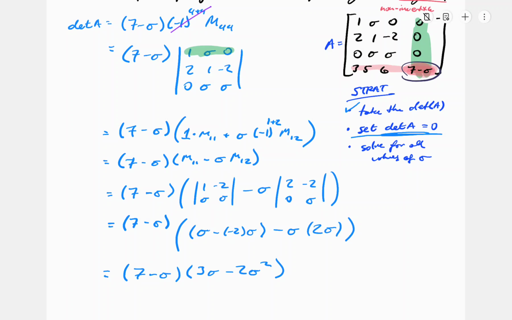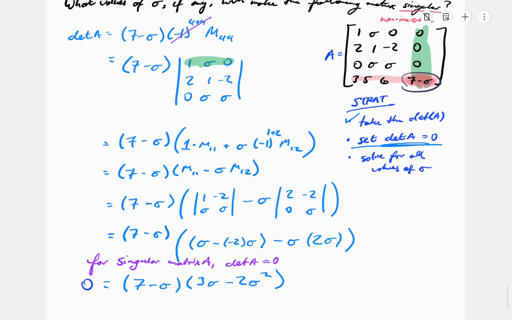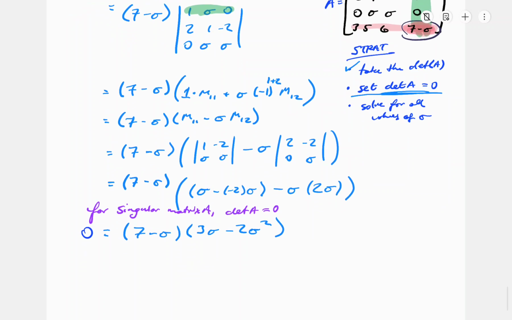the values of k, or the values of our variable sigma, that will satisfy the requirement of having a singular matrix. So for singular matrix A, the determinant of A equals 0. So set it equal to 0, so this will be equal to 0. So now each factor, there should be an extra factor somewhere. I'll have a look at that in a bit.